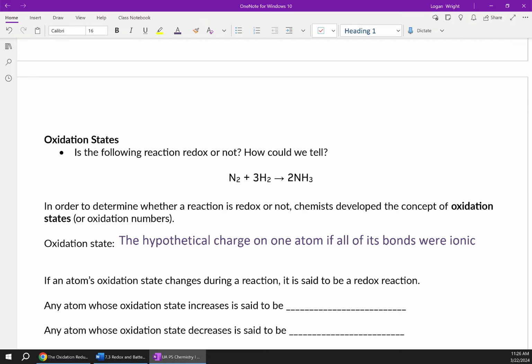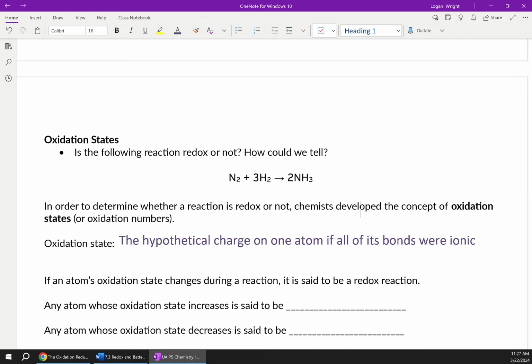One atom: the reason we said one atom is because in oxidation numbers, I don't care what all of the hydrogens are doing together. I care what each hydrogen is doing. So an oxidation number is always assigned to a single atom. And then finally, if all of its bonds were ionic: the way we made the rules for these is we look at things like electronegativity and other more complex things and say, if instead of covalent, this were behaving ionically, which thing would have all of the electrons?